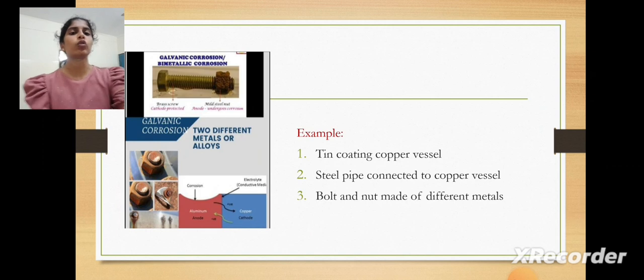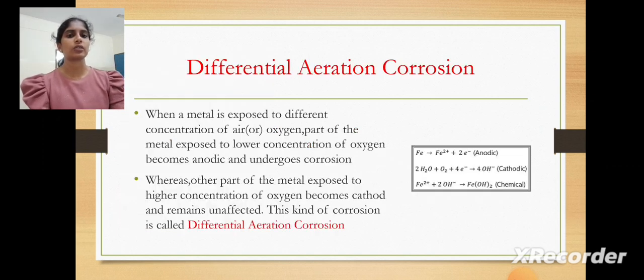So next we move on to differential aeration corrosion. Differential aeration corrosion means when a metal is exposed to different concentrations of air or oxygen, the part of the metal exposed to the lower concentration of oxygen becomes anodic and undergoes corrosion, whereas the other part of the metal exposed to the higher concentration of oxygen becomes the cathode and remains unaffected by corrosion. This kind of corrosion is called differential aeration corrosion, and there are anodic and cathodic reactions.